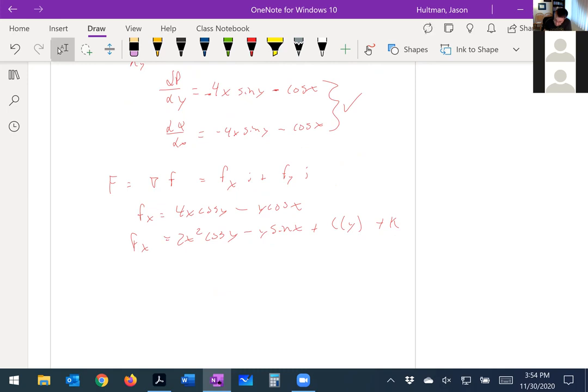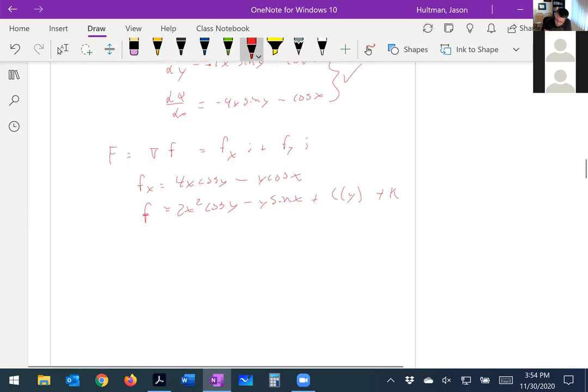Because if I take the partial with respect to x, I would get rid of anything that involves just k or just y, and then some constant. So this is my f, my original lowercase f function, obtained by integrating f sub x.